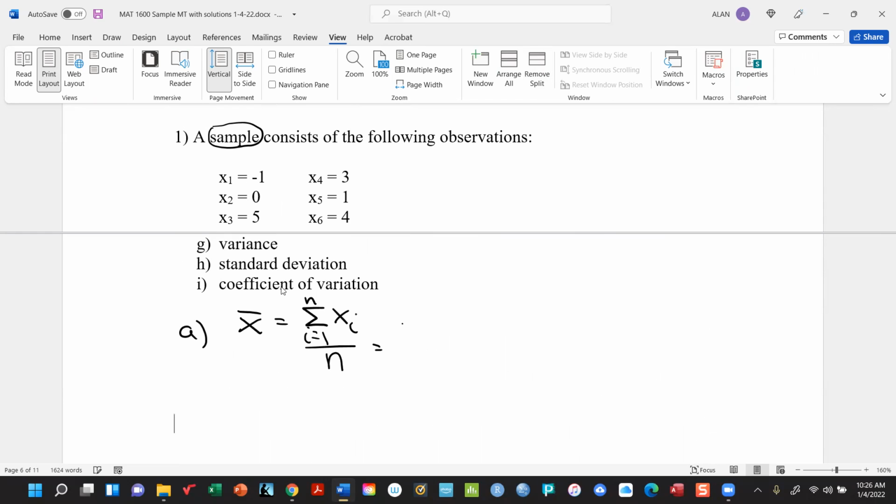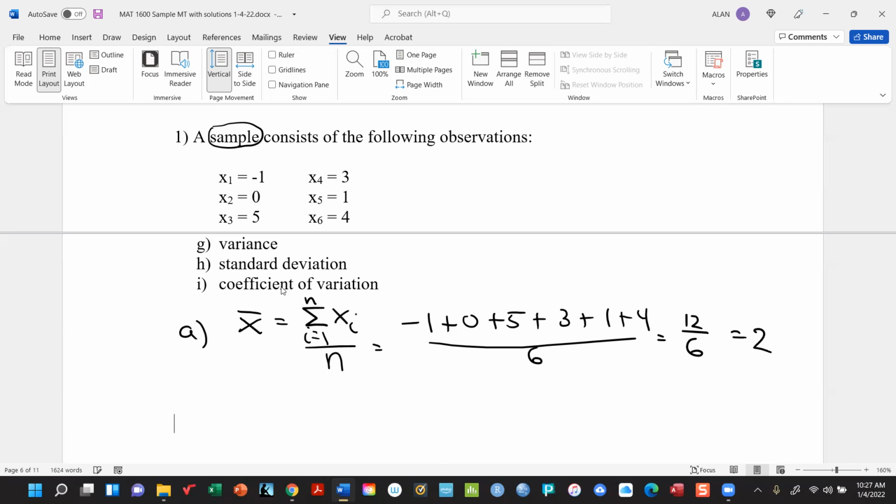So here we're simply adding in the numerator all of these terms. And so when you add them up, you get 12 over 6, which is 2.